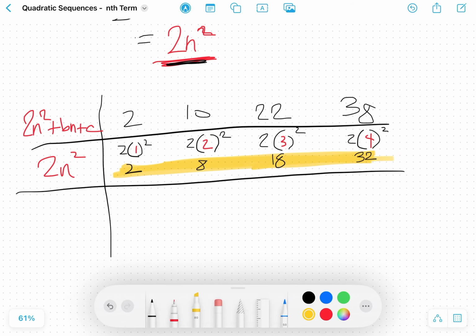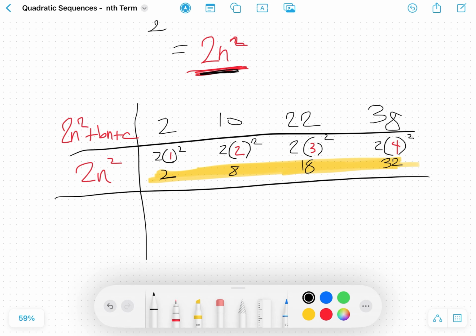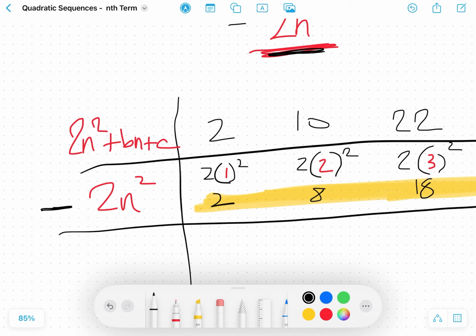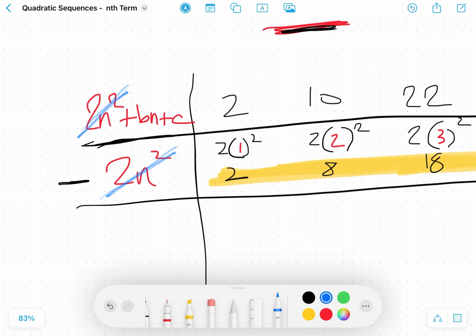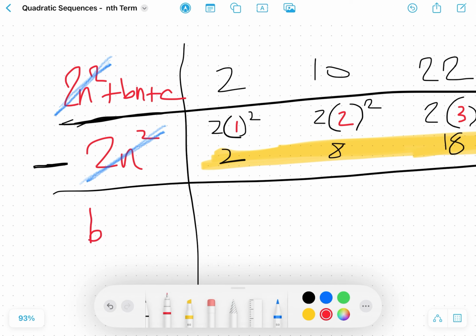So now what we do is we take the 2n squared and we subtract it from the original 2n squared plus bn plus c. And when you subtract it, the 2n squareds cancel out. They become 0. So all you're left with is just bn plus c when you subtract.